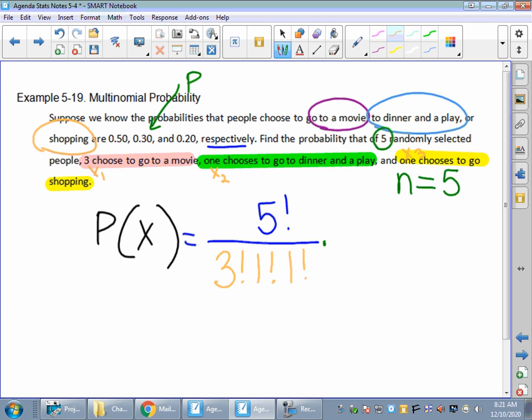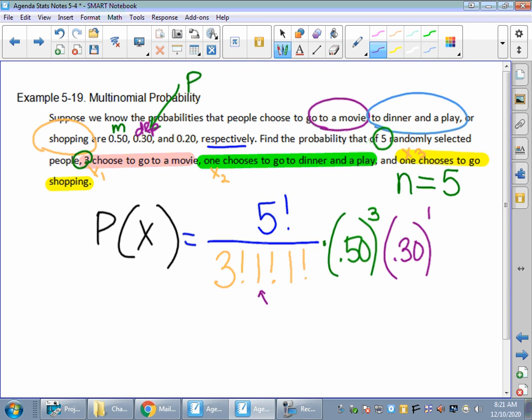And then I'm going to multiply that by my probability to the x sub whatever power. So probability of going to a movie is 0.5, 50% probability to the 3rd power. Probability of going to dinner and a play is 0.3, 30% probability of that, and 1 person is going there. And then probability of going shopping is 20%, 0.2, and we're wanting 1 person to go there.